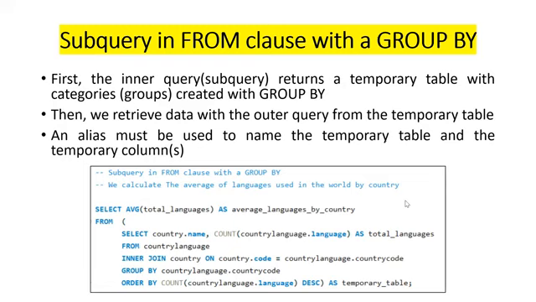Here we have an example. We calculate the average of languages used in the world by country. So in this example, we have 2 tables. We have the country table and we have the languages table. The first thing that we have to do using the subquery is to count the total languages in each country, and we give it the name total languages. Then we calculate the average using this temporary table, and we will see that later on in the hands-on.